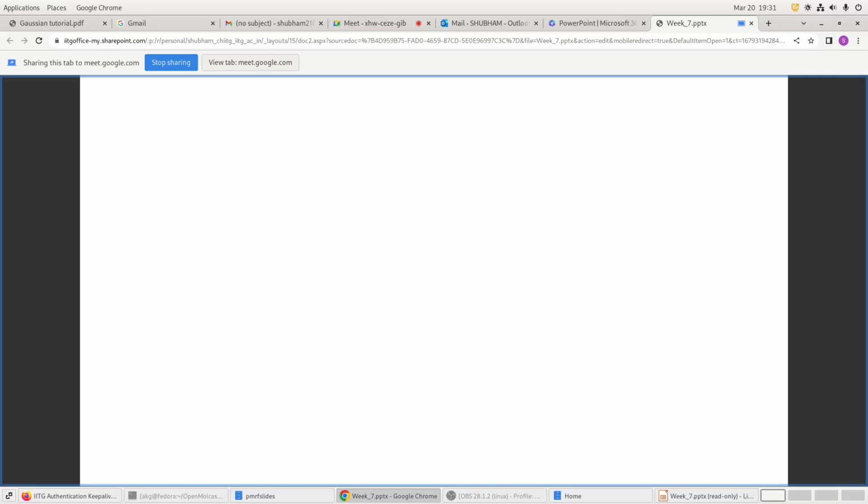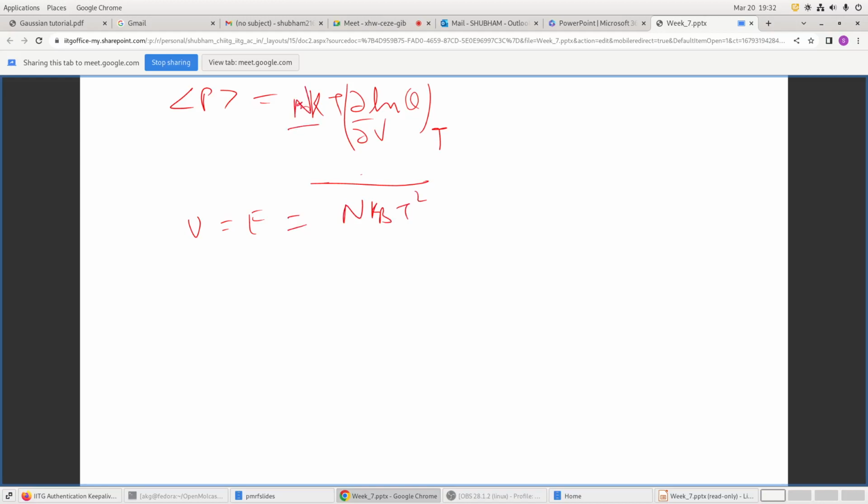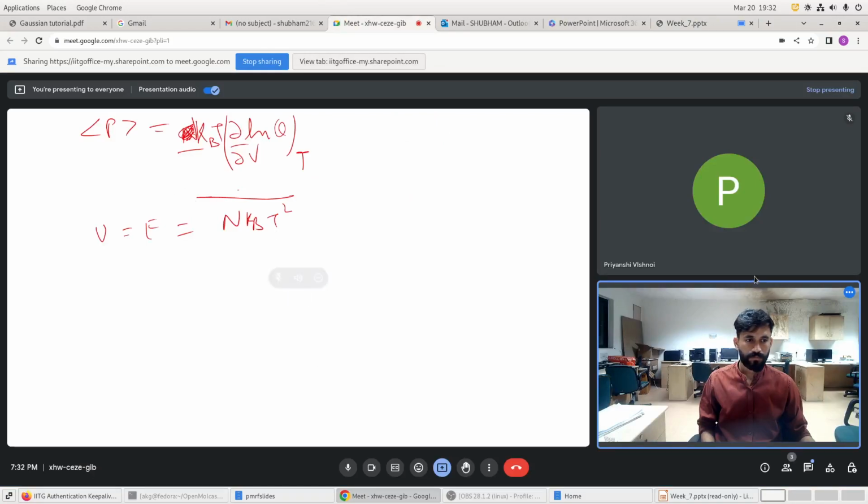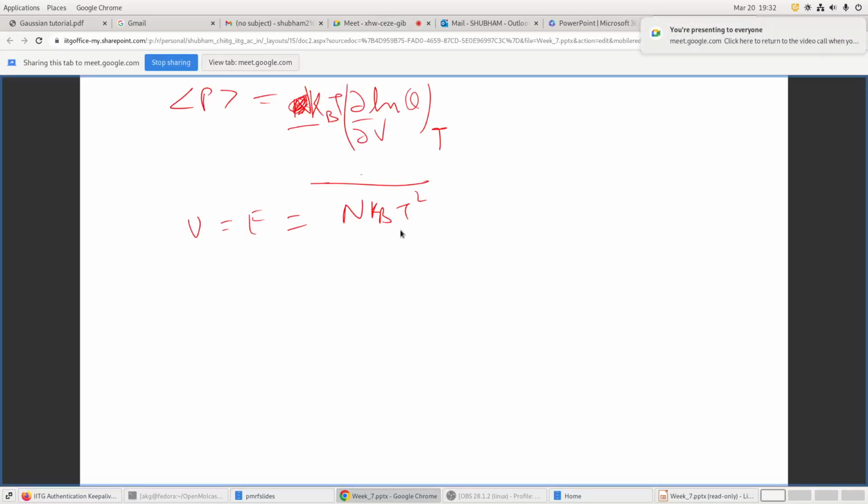Somewhere we will calculate this average value of the pressure, which will be kBT times the partial derivative of ln Q with respect to V at constant temperature. So this is a very important formula. Another important formula is the internal energy U, or you can say E. This is equal to N kBT square, also for N number of molecules, but this is the average, so that's why we have not put N here. So U equals kBT square times the partial derivative of ln Q with respect to T at constant volume.